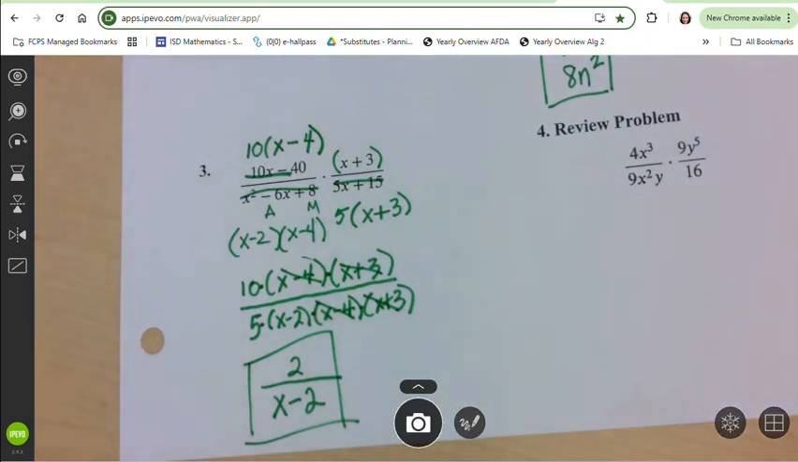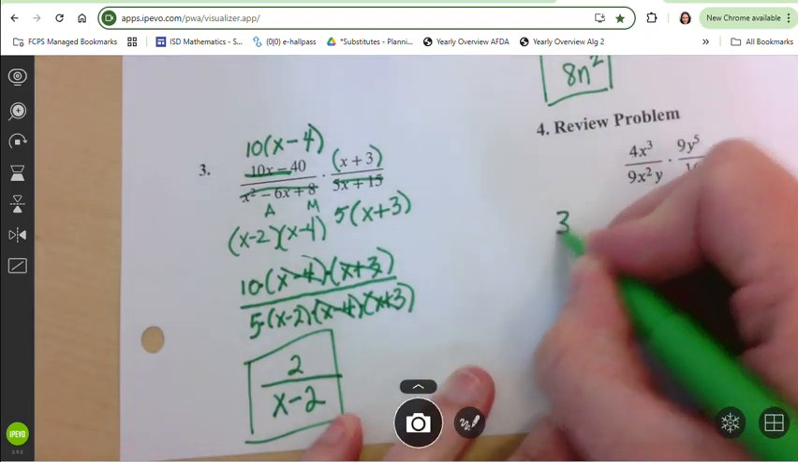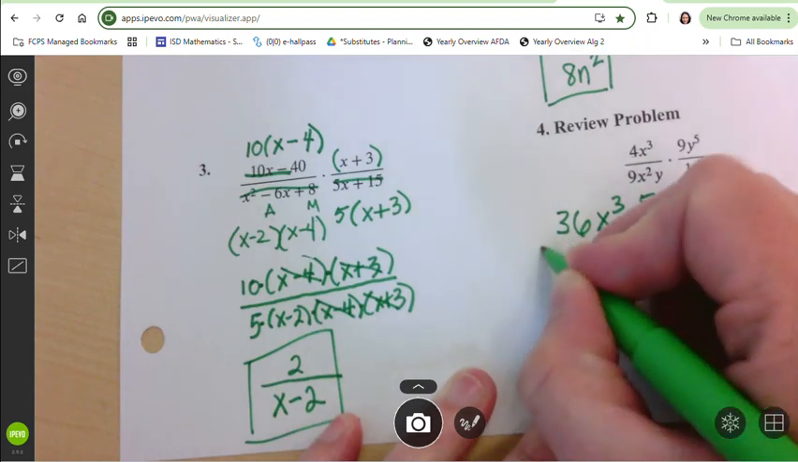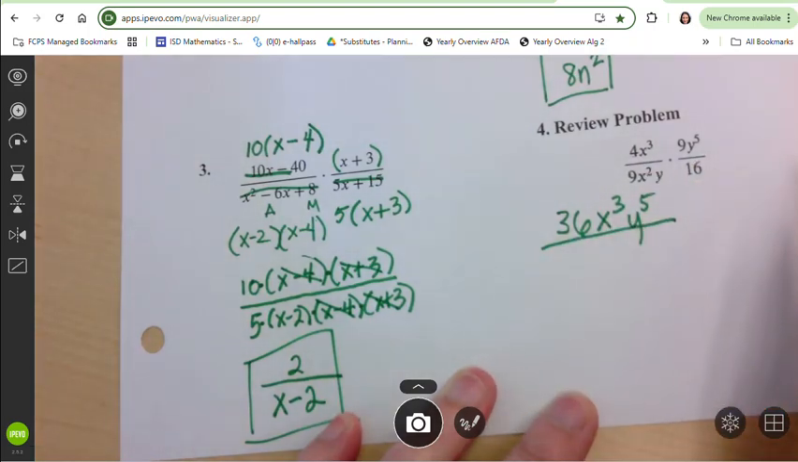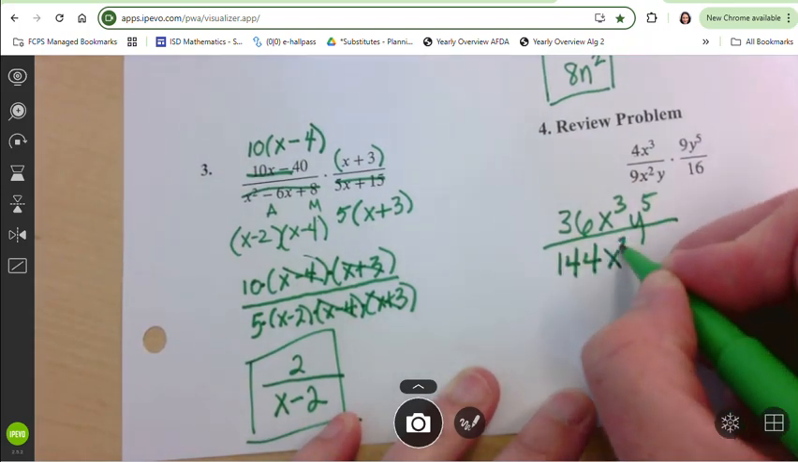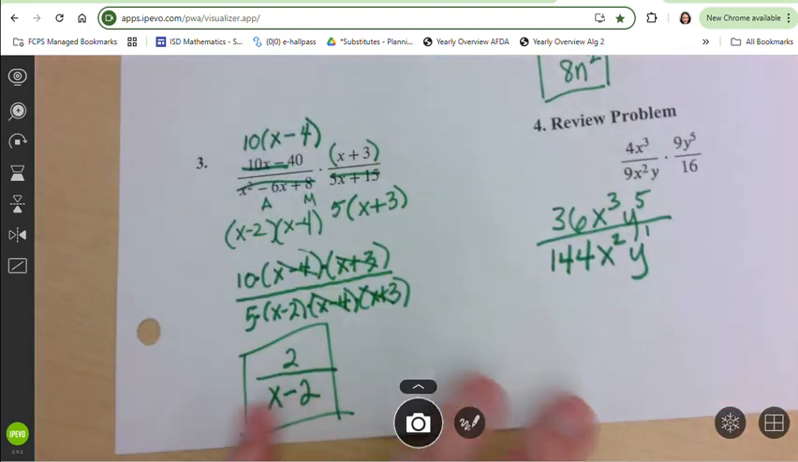All right, I'm hearing some good collaboration. 4 times the 9, you should have a 36 there. And then x to the 3, y to the 5. And then in the denominator, what was 9 times 16? What is it? 144? Is that right? Okay. I couldn't do that in my head. And then x squared y. Remember that y is a y to the 1, and putting the exponent there will help us get that right.